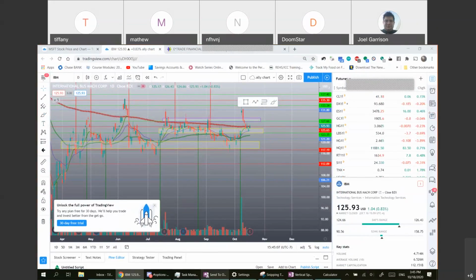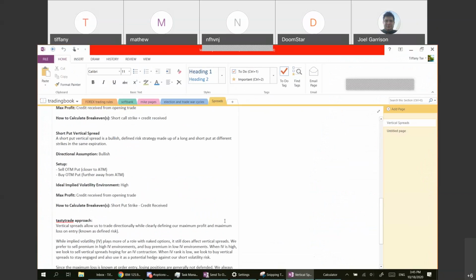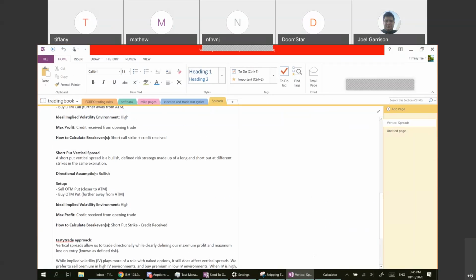So if we look in my notes, let's go to my notes real quick. So this is a bullish assumption. Okay, this is taking a direction. It works best when volatility is low, but it also can work really well when volatility is high. So when volatility is high, we can potentially make some really good trades right there.